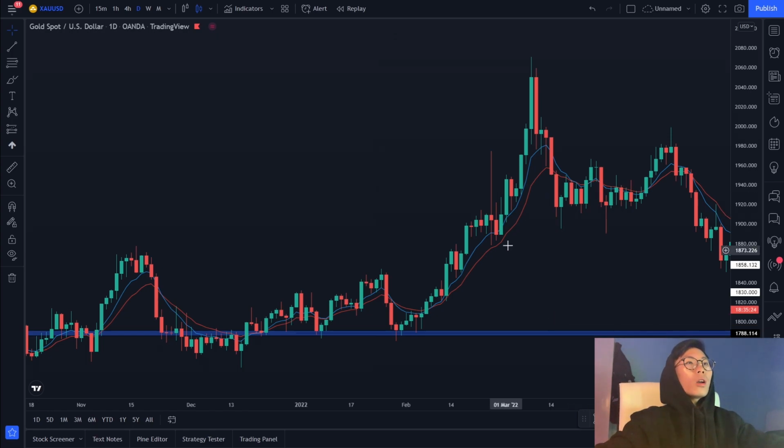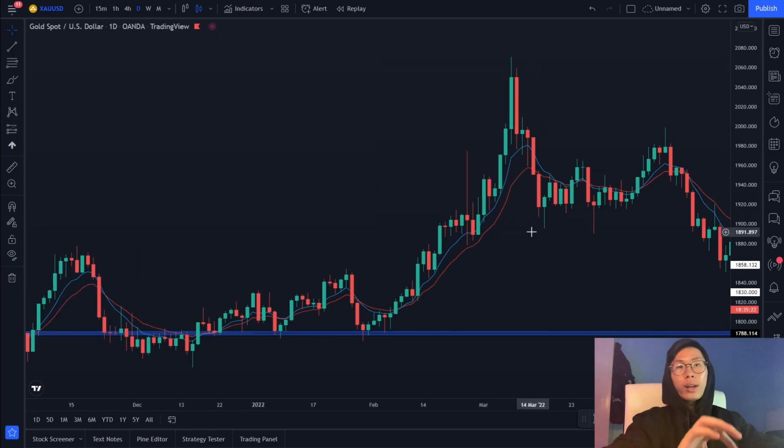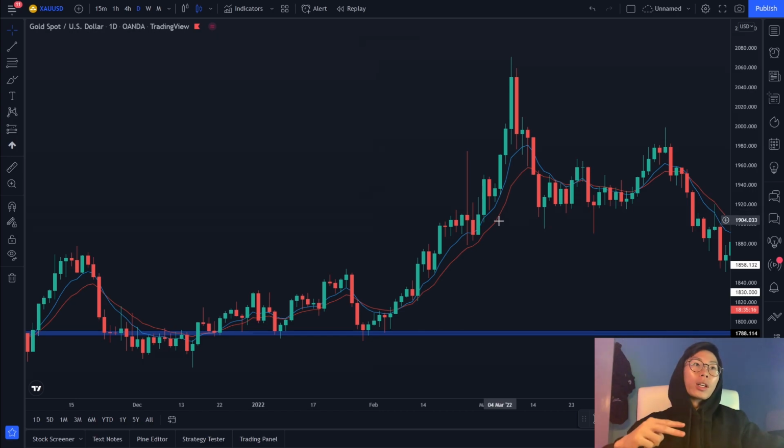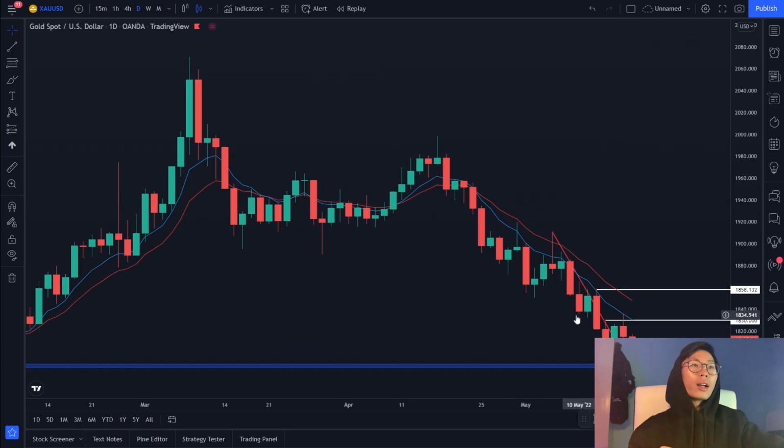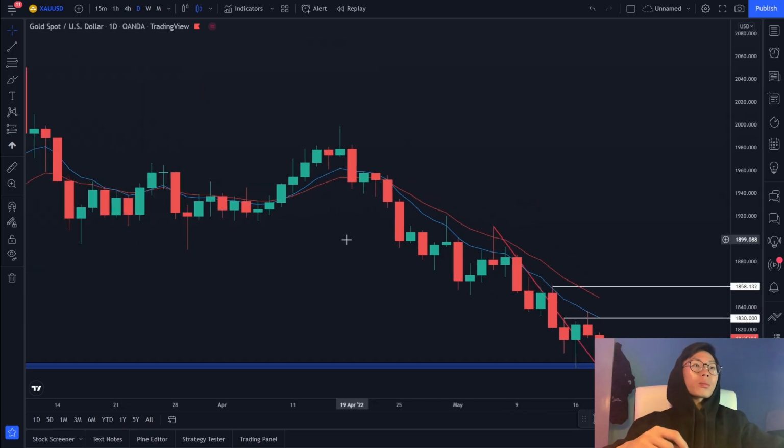So as you can see, the only indicators that I have right now are the exponential moving averages, the 8 and 14 EMA. And I've done a full video on this, which you can check out on my YouTube channel. But basically, when the blue line is above the red line, it's in an uptrend, and when the red line is above the blue line, it's in a downtrend.